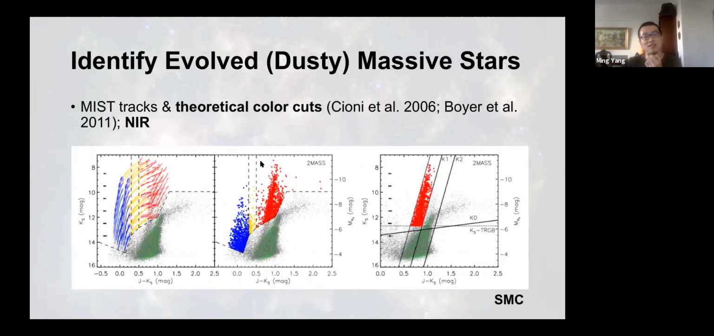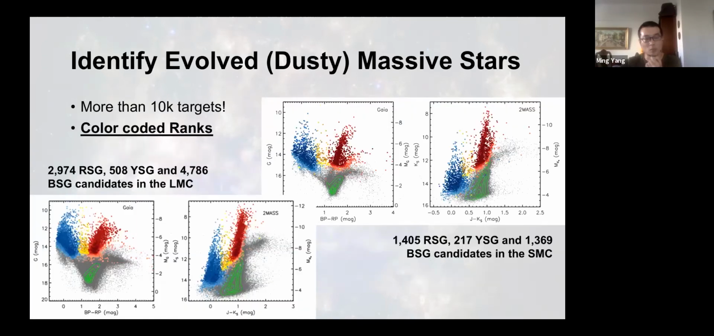Besides the MIST tracks, we are also using theoretical color cuts from Yang and Boyer to specifically identify the red supergiant population. On the right diagrams, you can see these red targets. They are identified red supergiant stars by using the theoretical color cuts. And in total, we have more than 10,000 targets. They have been color coded as shown here, in the different CMDs from Gaia and 2MASS.